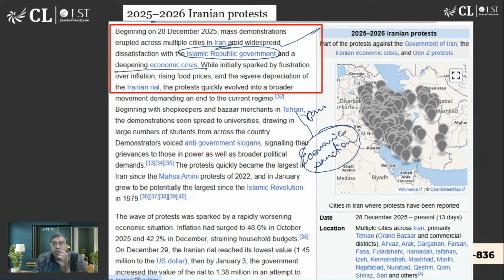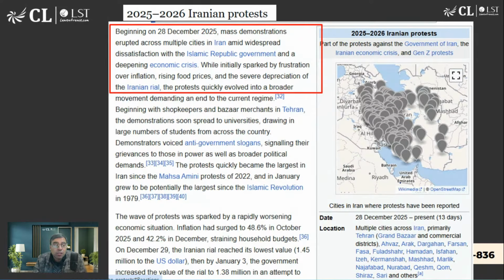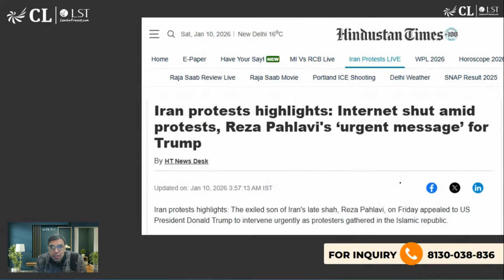So basically what happened was we are witnessing depreciation of the Iranian rial, meaning their currency is getting weakened, which will hamper the imports. Imports will become costly. Although exporters will get benefit, imports will become costly. So that's why people are not very happy. There is an economic crisis and many other things, because of which there have been a lot of anti-government protests in Iran.